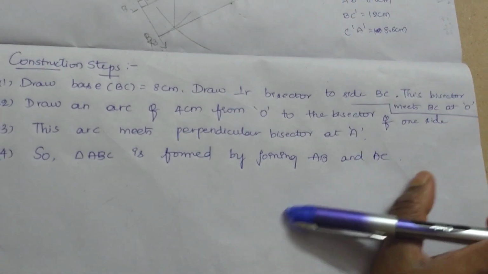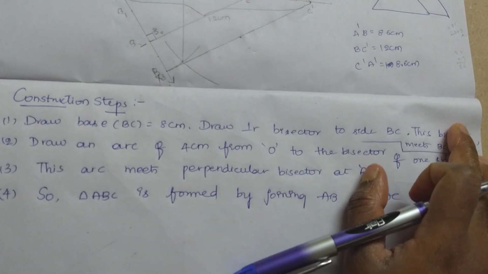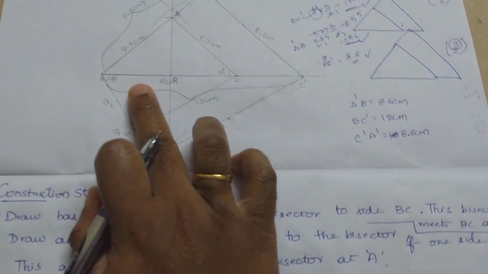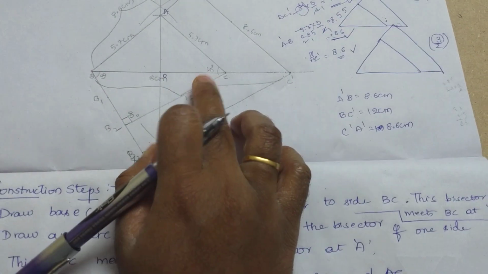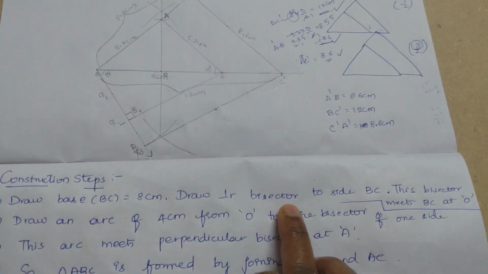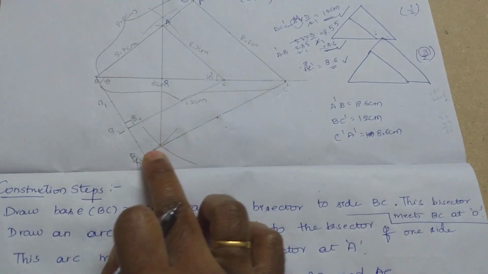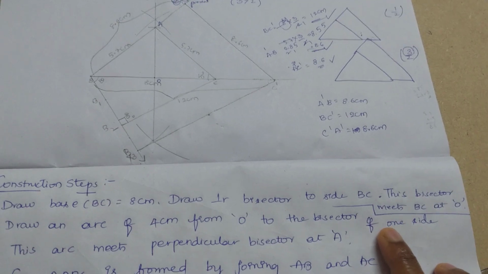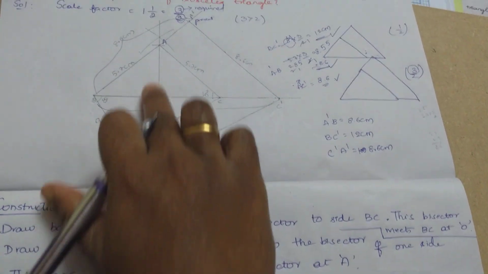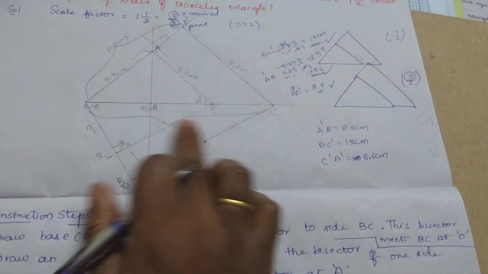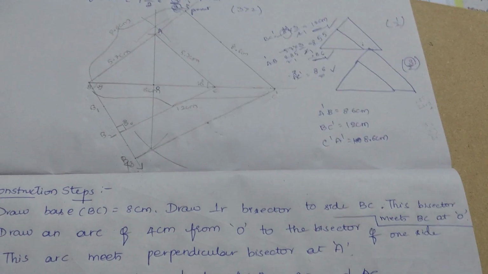So first here I have written the construction steps for the triangle ABC. What we did first, base BC is drawn as 8 centimeters. After that we have drawn the perpendicular bisector to the side BC. This bisector, this line meets BC at O, correct?